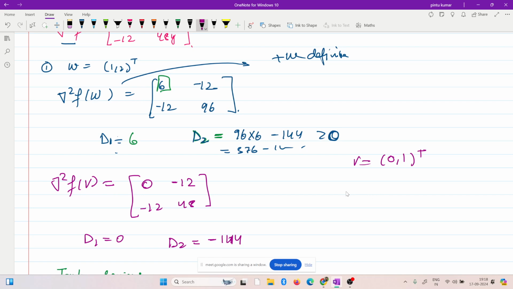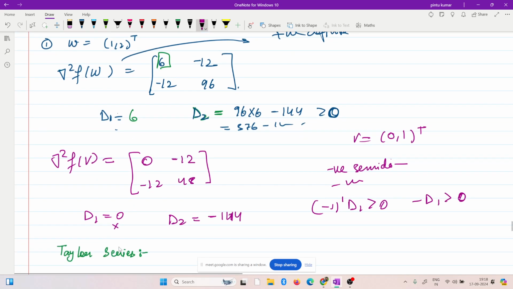So for negative semi-definite or negative definite, we wanted minus 1 to the power 1 D1 to be greater than or equal to 0. What this means is that minus D1 should be greater than 0. This condition is definitely not satisfied because D1 is 0.